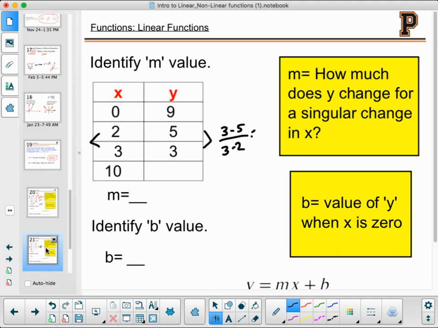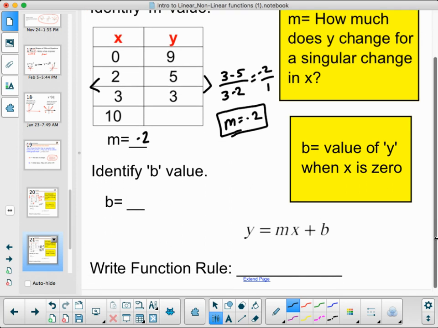Okay, that gets me a change of -2 per 1. So my m in this situation is just that number reduced, -2. So I'll put that in here. The m is -2. The b value is going to be the value of y when x is 0. Well, in this situation, that's given right here. The value of y when x is 0 is the number 9. So boom, y equals -2x plus 9 is my function rule.